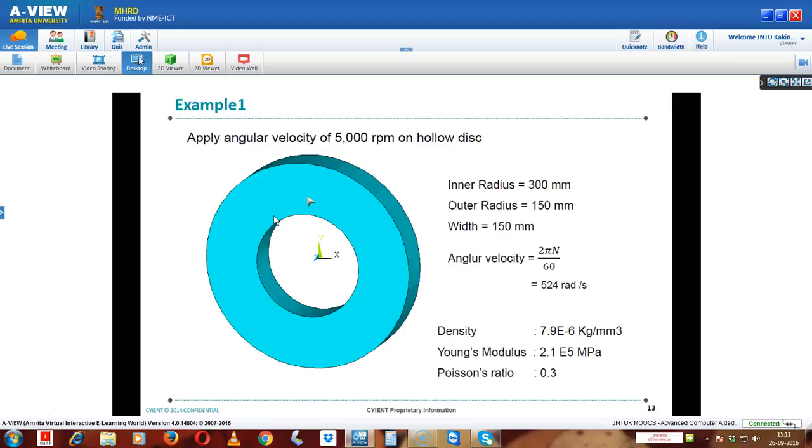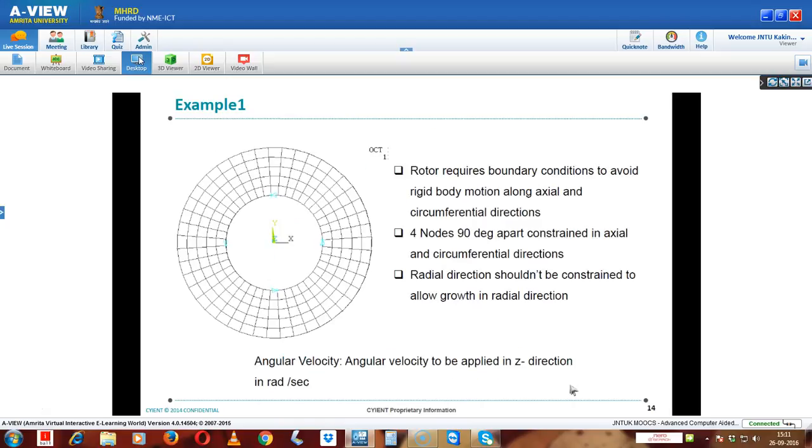Similarly, if you see here, this is a hollow disk, a classic example. You can make a note of it and solve it in whatever software you are using. It is subjected to 5000 RPM. These are the geometry details, the RPM is converted into angular velocity, and these are the density and material properties we have assigned.